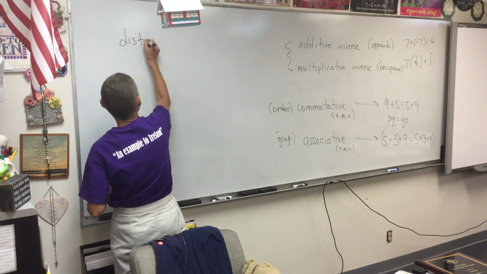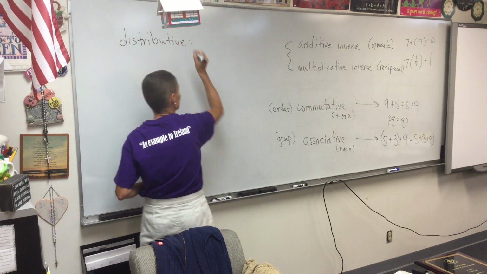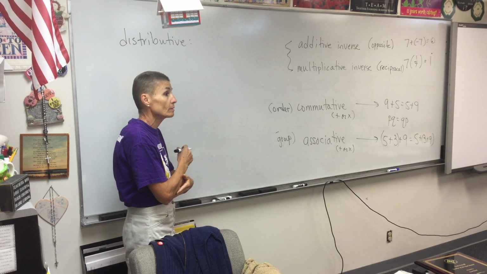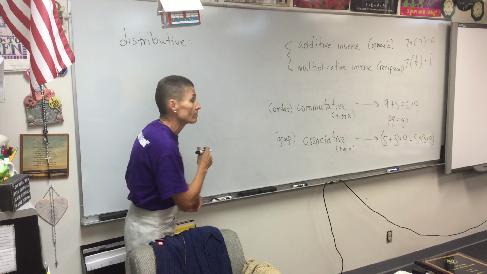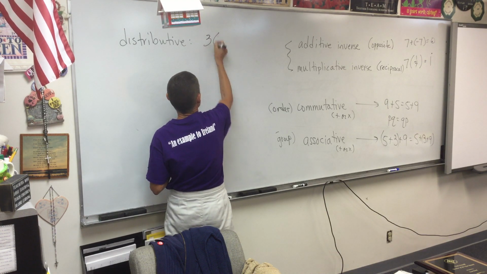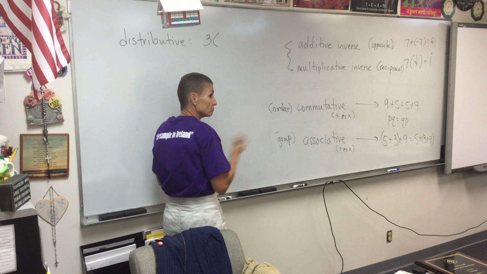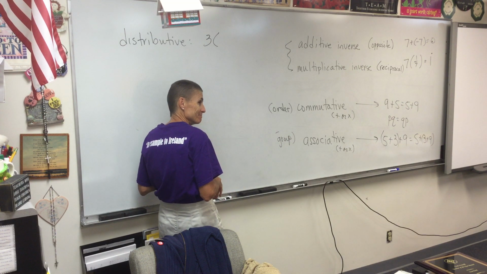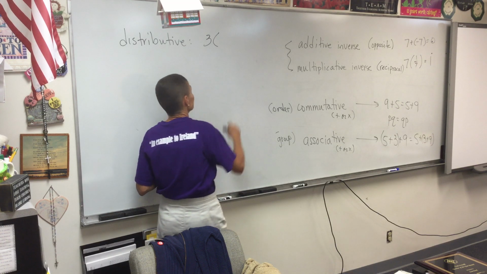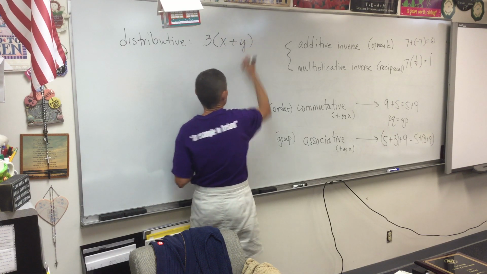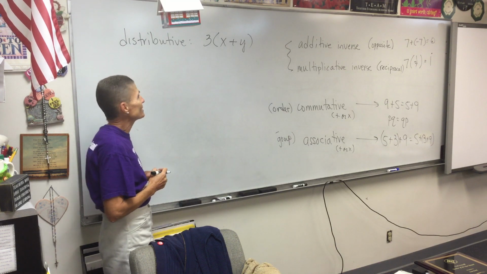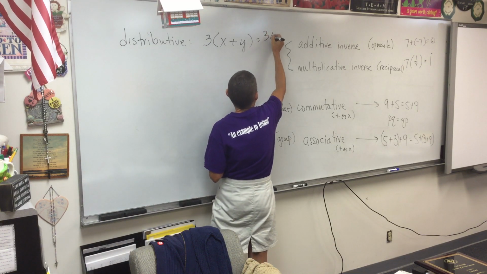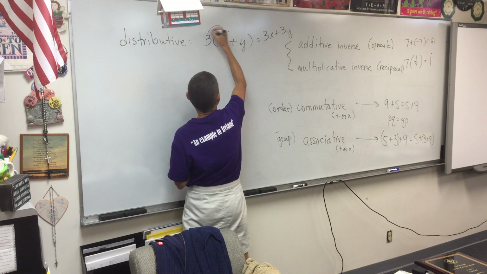Can someone give me an example of the distributive property? What does it look like or do? Well, let's make one up. Let's say 3. Pretend you're a math teacher. Just make it up. How about x plus y? Does that help you? There you go. So what would the distributive property say about this? 3x plus 3y. You are distributing, right?